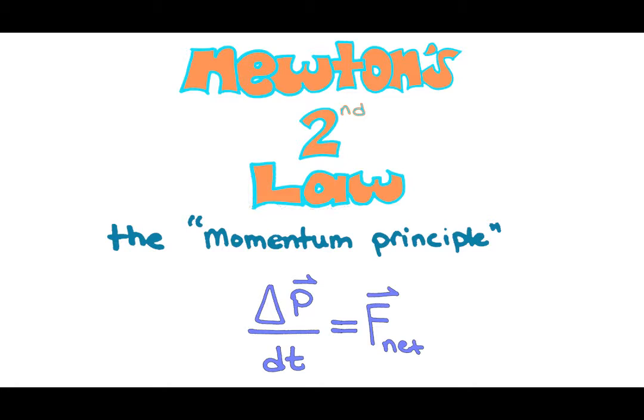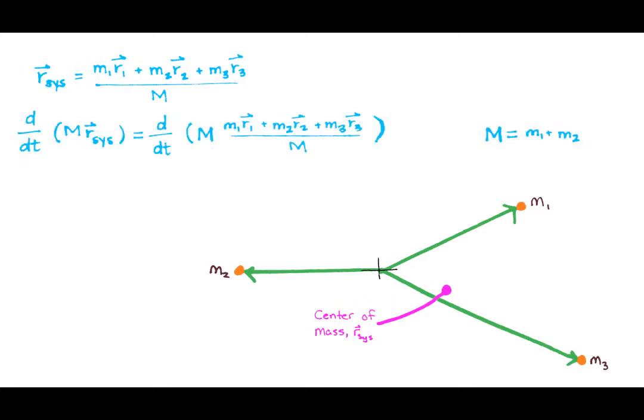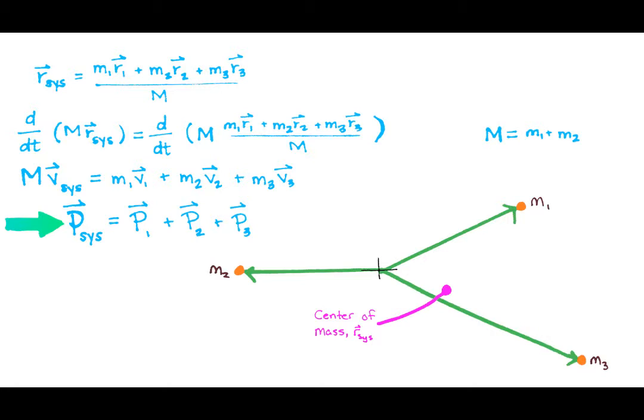To start, let's recall that for a multiparticle system, we know how to find the center of mass. If we multiply both sides of this expression by the total mass and differentiate both sides with respect to time, then we see that on the left-hand side we have a quantity with the dimensions of momentum, the product of the total mass times the velocity of the center of mass. On the right-hand side, we see each particle's mass multiplied by the particle's velocity, equivalently the momentum of each particle. The right-hand side is just the sum of the momenta of all the particles in the system. This tells us how to find the momentum of a multiparticle system, provided we know the momentum of each particle in the system.